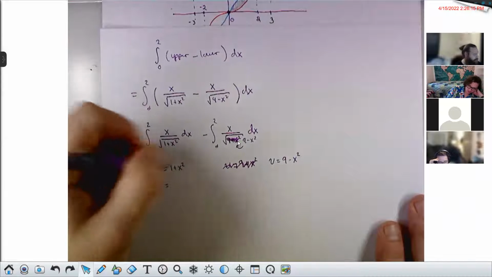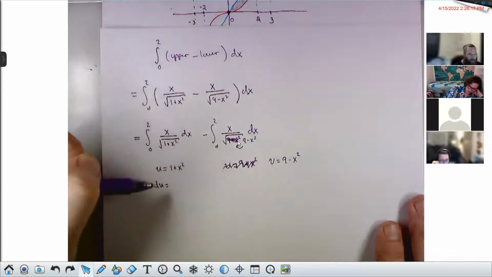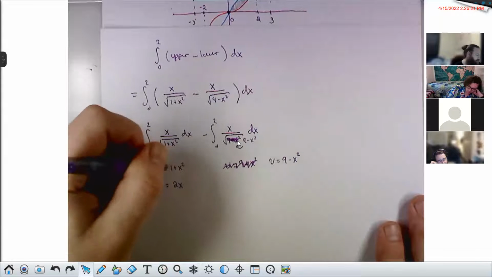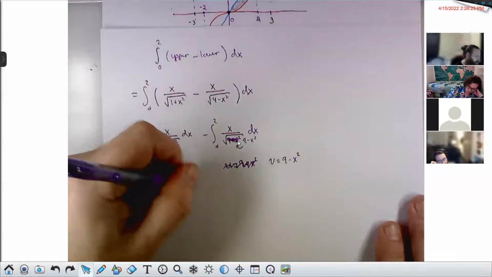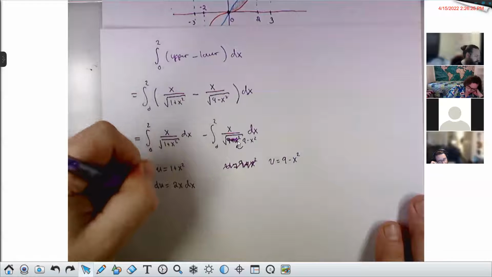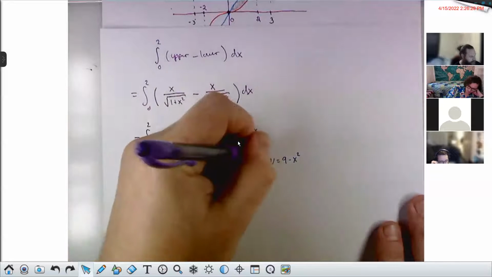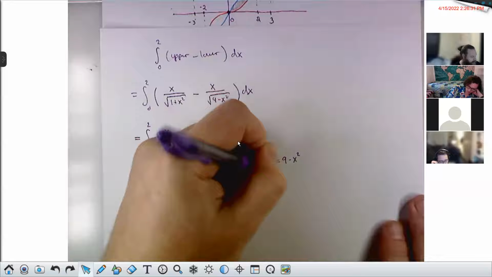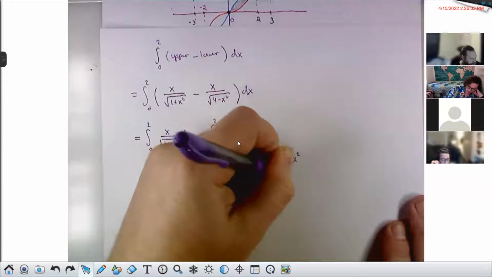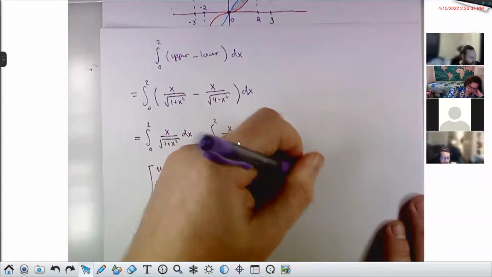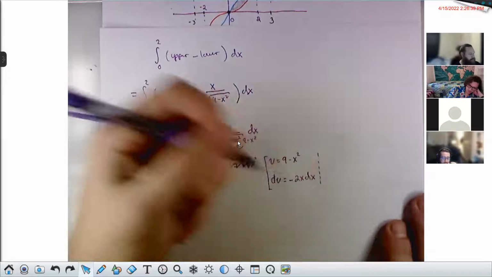We need our differentials. So if u is 1 plus x squared, then du is 2x. The derivative of 1 plus x squared is 0 plus 2x. So du is 2x dx. We're also going to need to change our bounds, so leave some space. And here, if v is 9 minus x squared, then dv is going to be minus 2x dx. And we'll need to change our bounds.